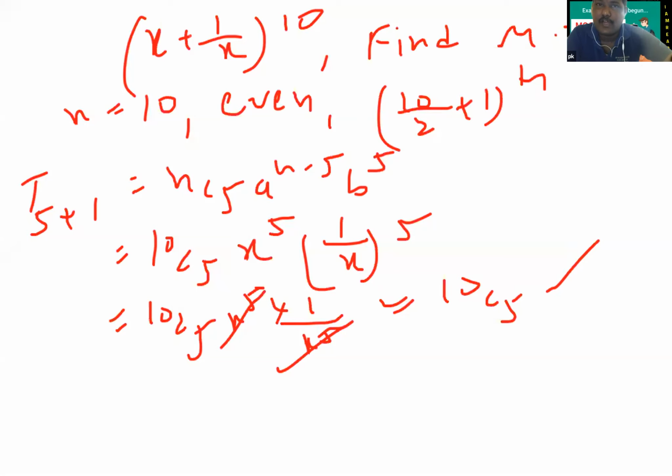Now, very important, 100% they can ask in the exam: the independent term. Can I read this, everyone? So let's start the next concept, independent term.